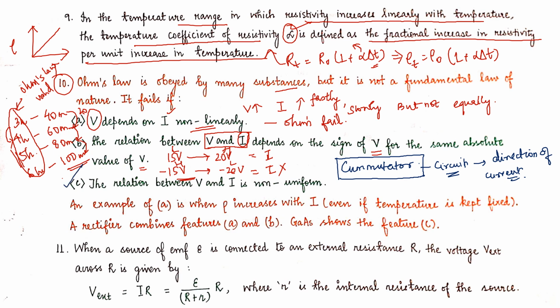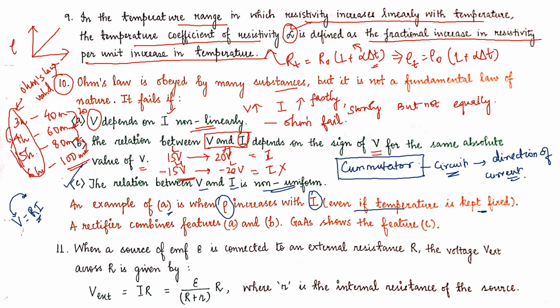Now the C point: the relation between V and I is non-uniform. Of course, it is like V equals IR, but somewhere it depends upon the resistance of that material too, so it is not exactly uniform. An example of A, where rho increases with I, even if temperature is kept fixed.